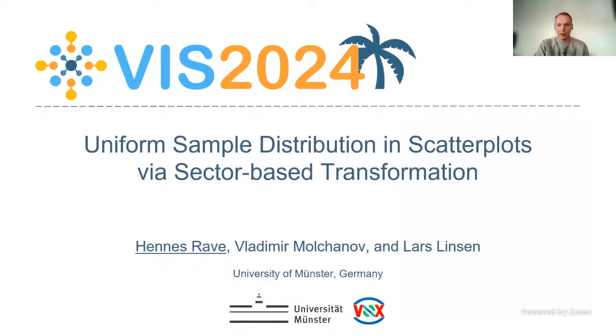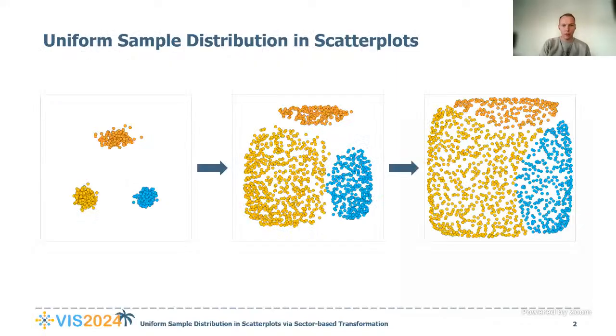Okay, so hi everyone, I'm Hennes from the University of Münster in Germany, and I will be presenting our paper, Uniform Sample Distribution in Scatterplots via Sector-Based Transformation. In our paper, we present an algorithm that transforms a scatterplot such that the samples are more evenly distributed. The transformation is smooth and no mixing occurs, which means that the neighborhood of samples as well as cluster boundaries are preserved.